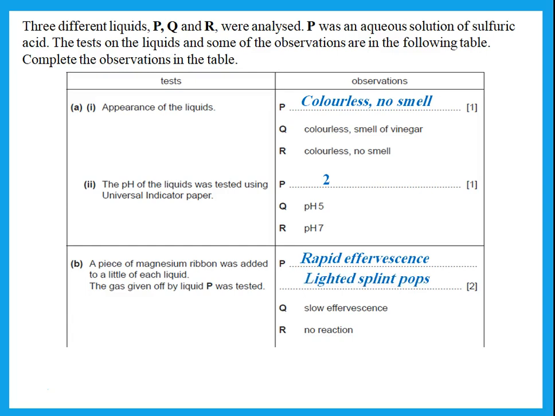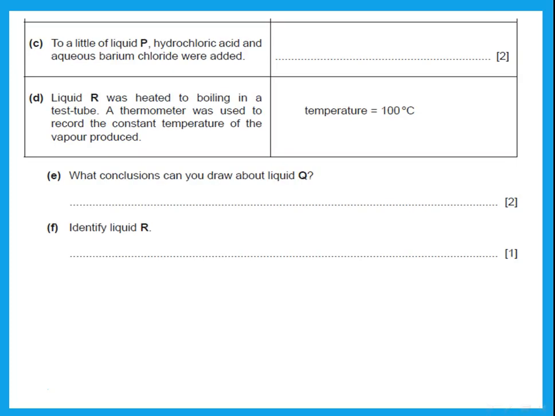Okay, and he's saying the gas given off by liquid P was tested, so the lighted splint pops. Remember that we have magnesium with acid, so it gives hydrogen gas. If I test it with a lighted splint, it pops. Okay, to a little of liquid P, hydrochloric acid and aqueous barium chloride were added. Again, we're going to remember that P is sulfuric acid. So barium chloride is the test for sulfate. Sulfate will give a white precipitate.